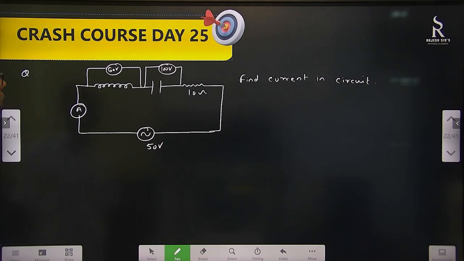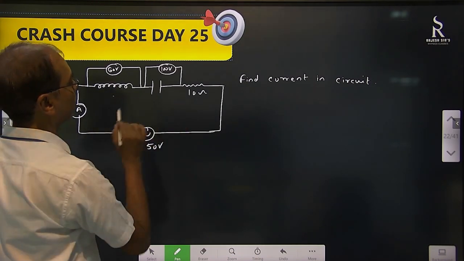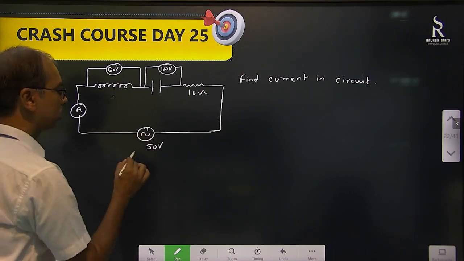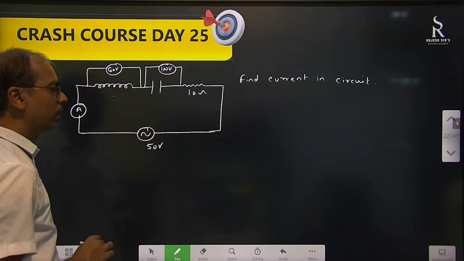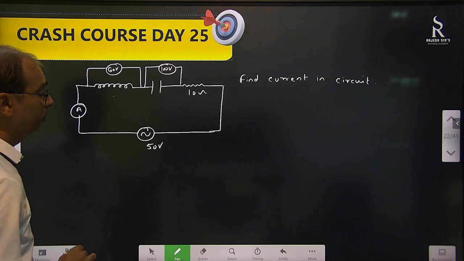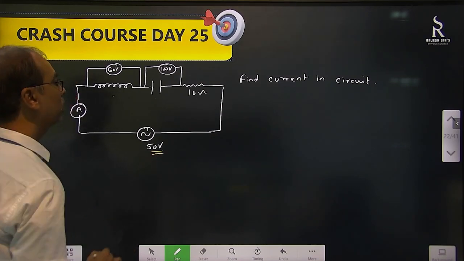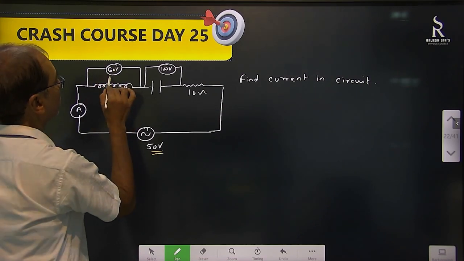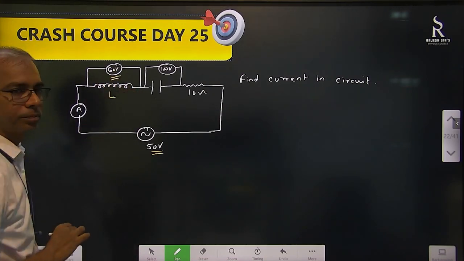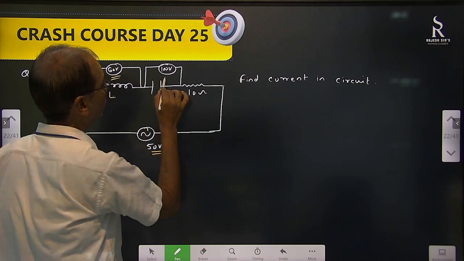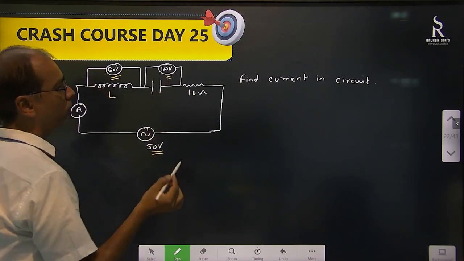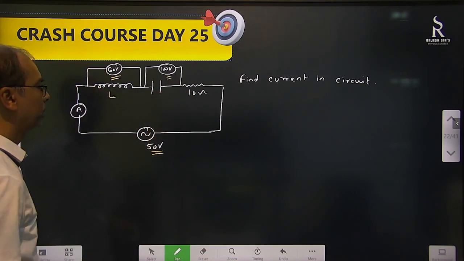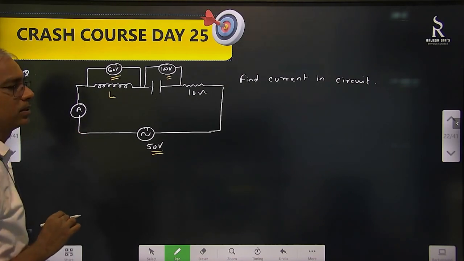This is LCR. LCR connected across an alternating battery of 50 volt. This is the RMS value. What is given across L? You are measuring a potential of 60 volt. Across the capacitor you have got 100 volt. So what is the current in the circuit he is asking? What is the reading of the ammeter he is asking?